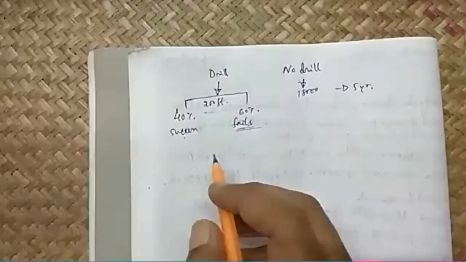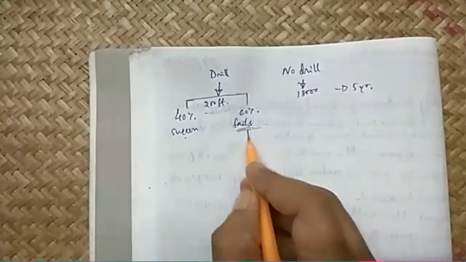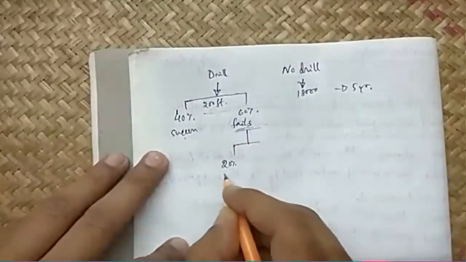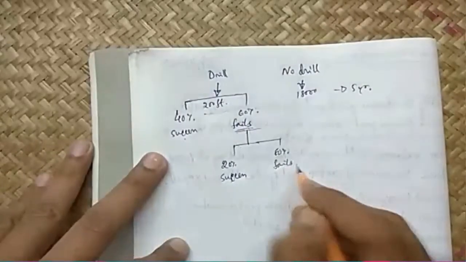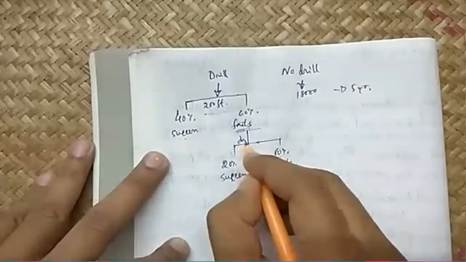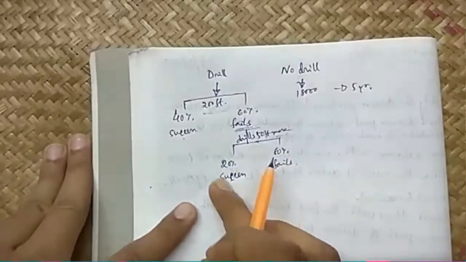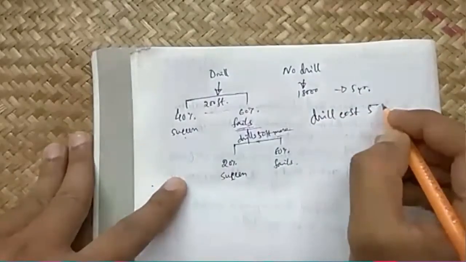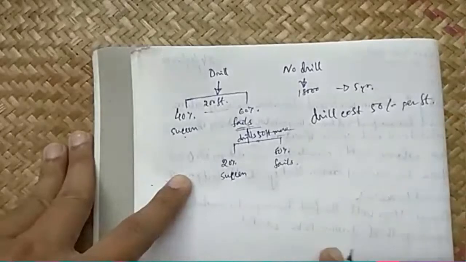Okay. Now, those who drill and fail to get water, they again have only 20% success and 80% fail to get water. Again, drills. So, drills 50 feet more, then 20% get success, 80% fail. And the drill cost is 50 rupees per foot. Okay.